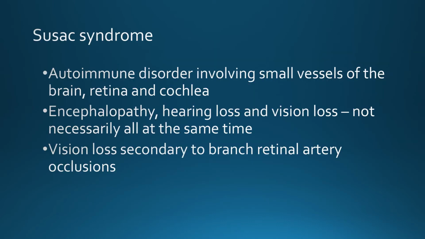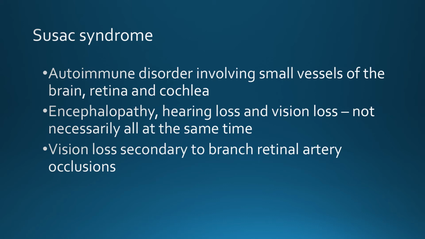So this is a patient with Susac syndrome, and Susac syndrome is an autoimmune disorder that involves small vessels of the brain, retina, and cochlea. So they present with encephalopathy (brain), hearing loss (cochlea), and vision loss (retina). They don't necessarily have to occur at the same time, so often they may present with one or two of those three findings. The vision loss is secondary to branch retinal artery occlusion. In this patient, the fluorescein angiogram showed the typical findings of Susac syndrome.